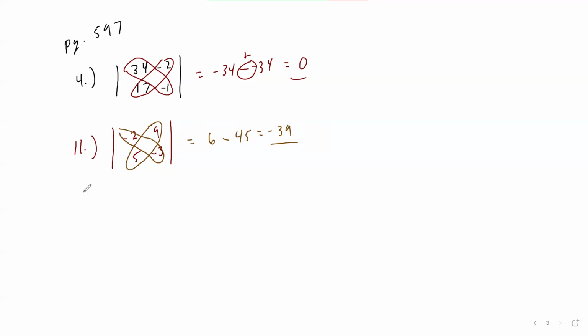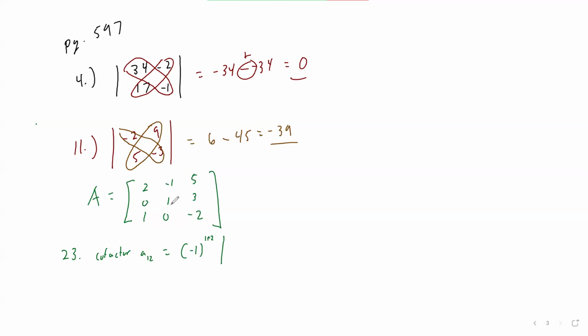If I give you A is [2, 0, 1; -1, 1, 0; 5, 3, -2], and I ask you on number 23 to find the cofactor of A12. All right, for starters, you'll do -1 to the power of the row plus the column, so 1 plus 2. And then you'll find the determinant of the minor of A12. So that means I'm going to take out row 1, and then I'm going to take out column 2.